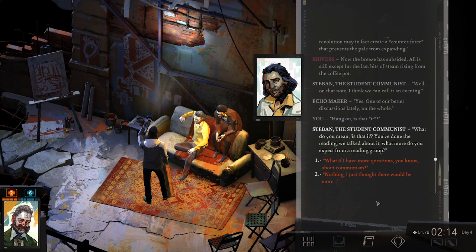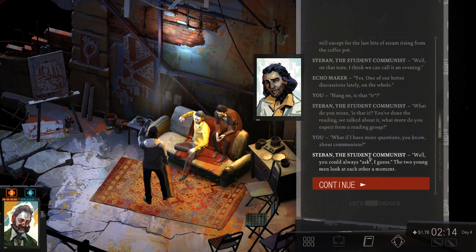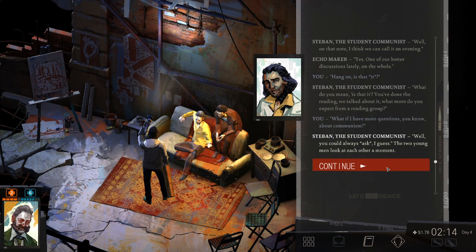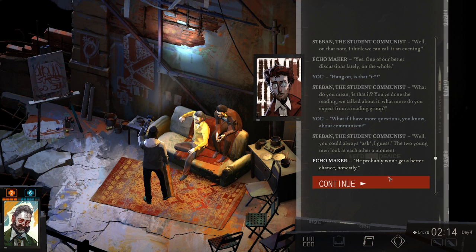Hang on, is that it? What do you mean, is that it? You've done the reading, we talked about it. What more do you expect from a reading group? What if I have more questions about communism? Well, you could always ask, I guess. The two young men look at each other a moment. We probably won't get a better chance.